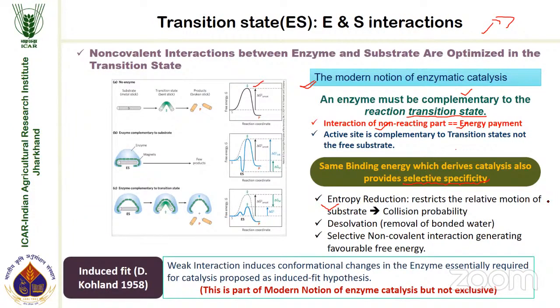The first thing is entropy reduction. When the enzyme interacts with the substrate, it restricts the relative motion of the substrate. Consider two substrates of the same conformation but without proper interactions. If they are not interacting, enough entropy will not be reduced, although they have the same shape. So the collision probability of the substrate will be lesser. But if they interact sufficiently, entropy reduction will be sufficient, and the probability of collision and reaching the transition state becomes much easier.